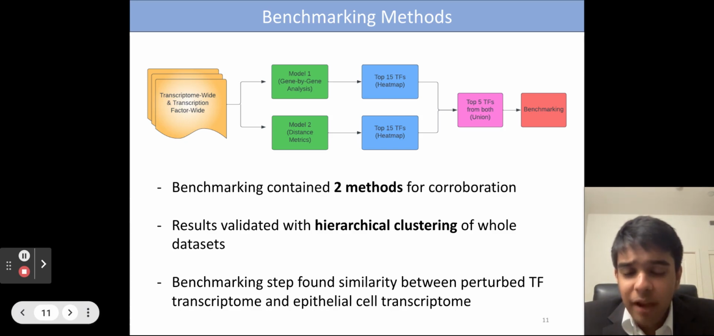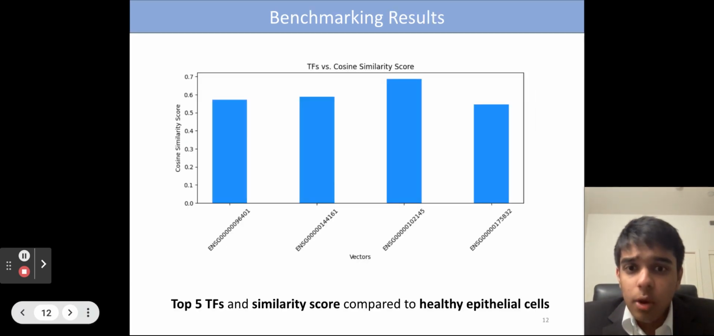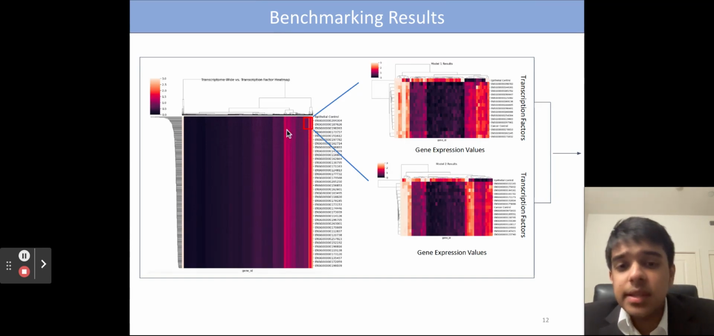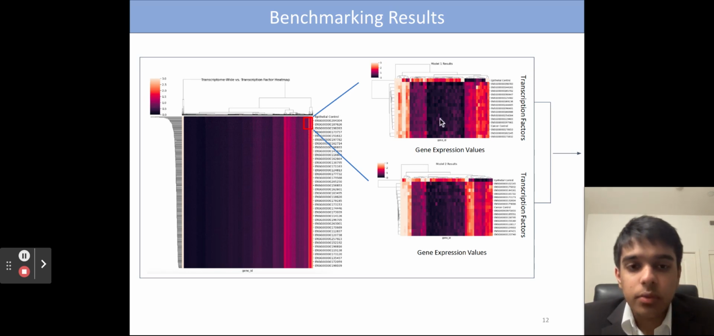So after doing this sort of analysis, we gained our results. So this is the heat map of the entire data set. And here are the results of the two benchmarks. You can see in the top row, we have the epithelial control for both. And in here, we have the cancer control. And all of the other rows are single perturbations made.